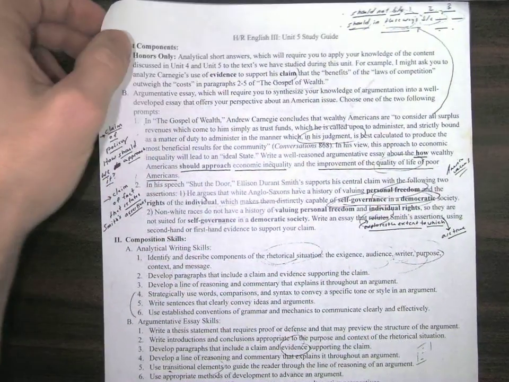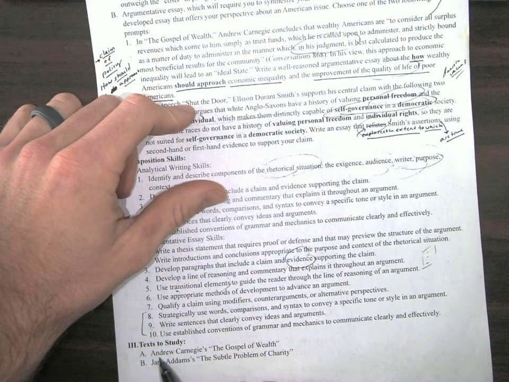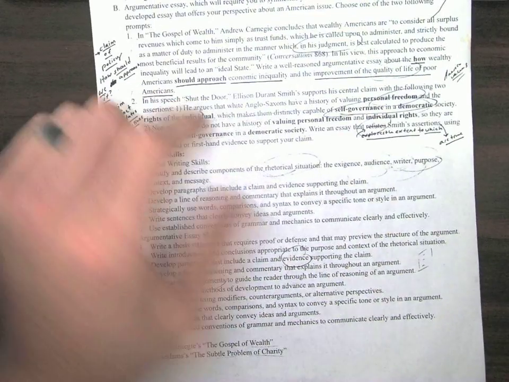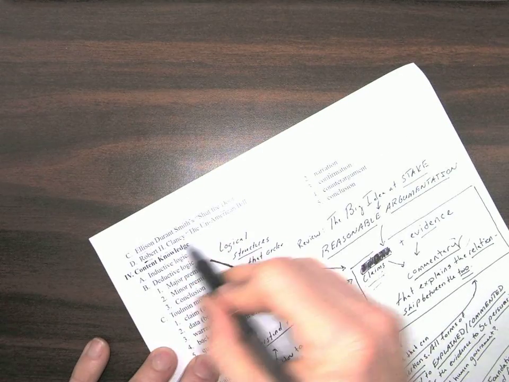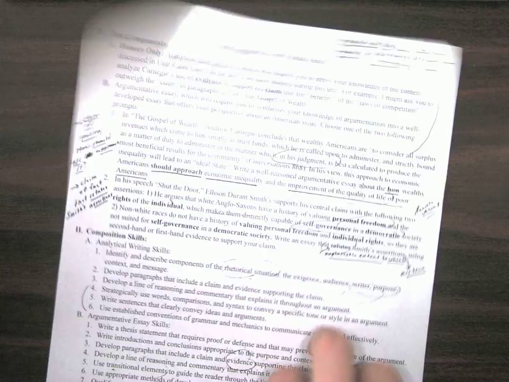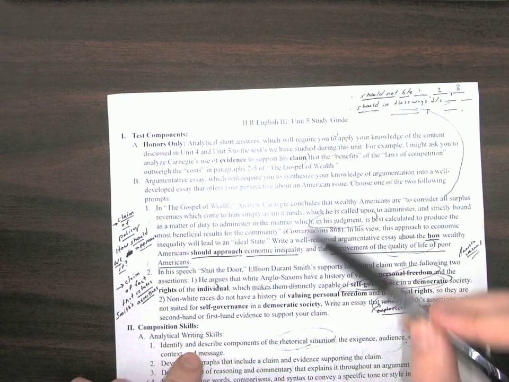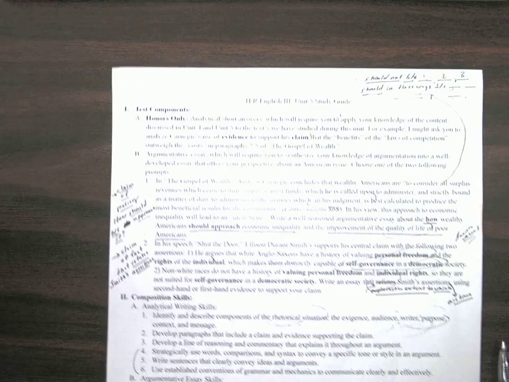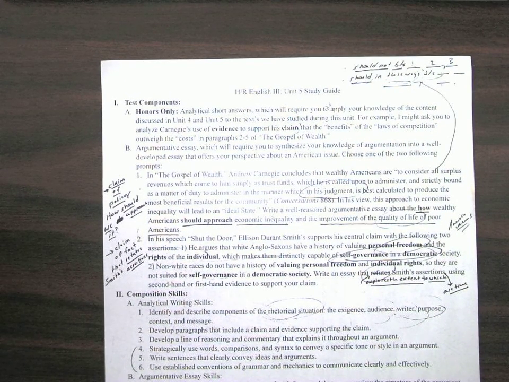Okay, so make sure that you are reminding yourself of the basics, the basic arguments and claims and evidence used in Carnegie's Gospel of Wealth, Jane Addams' The Subtle Problem of Charity, Ellison Durant Smith's Shut the Door, and Robert H. Clancy's The Un-American Bill, or An Un-American Bill. Okay, if you're in the honors class, you'll have to answer an analytical short response before you write your argumentative essay. If you're in the regular class, you will just write the argument. So choose your argument and get started outlining and collecting your evidence.